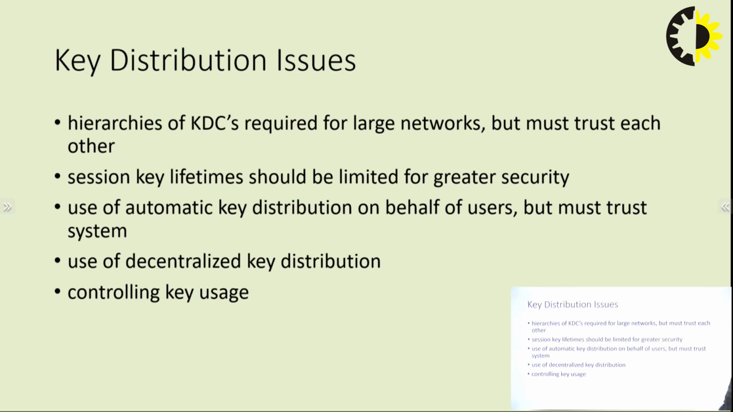Here, if we see the main issues with key distribution: a hierarchy of KDCs is required for large networks, but they must trust each other. Session key lifetimes should be limited for greater security. Automatic key distribution is used on behalf of users, but they must trust the system. Decentralized key distribution is also used, and controlled key usage is needed. So these are some of the key distribution issues.